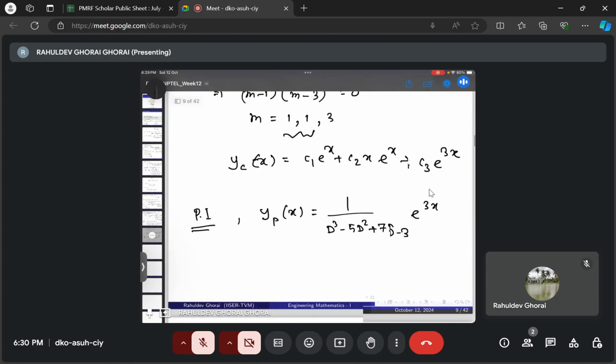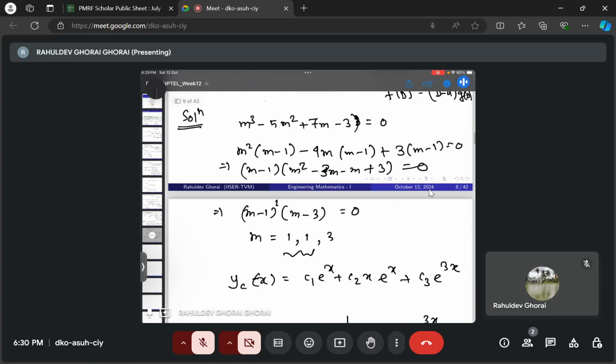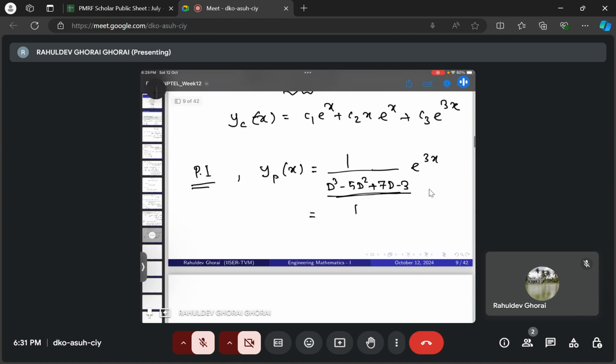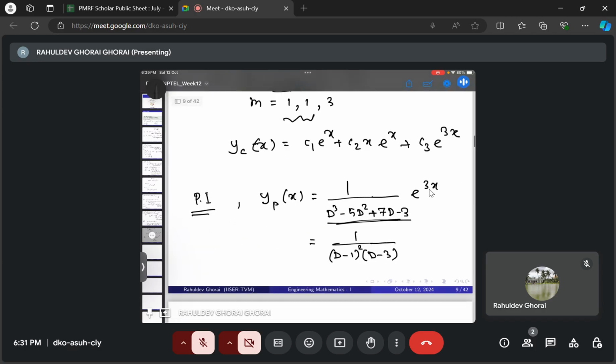1 over f(D) times e to the power x. So if you put D equal to 3 here, you will see this will vanish, because 3 is one of the roots. So what we do here is take (D minus 1). You can always write (D minus 1) whole square times (D minus 3), because that's how you got the auxiliary equation, times e to the power 3x.